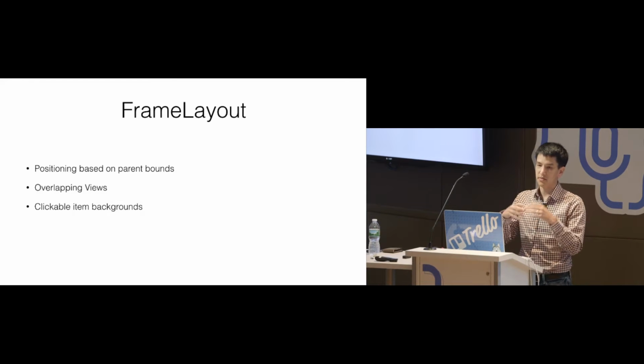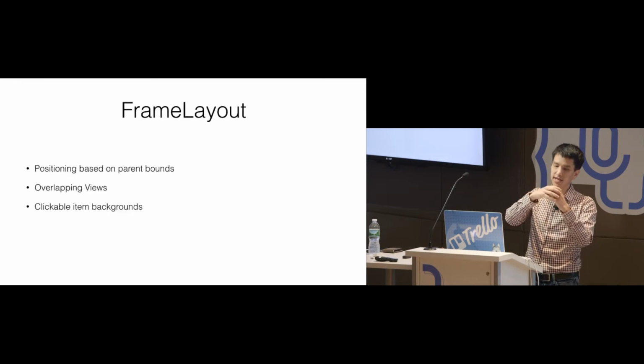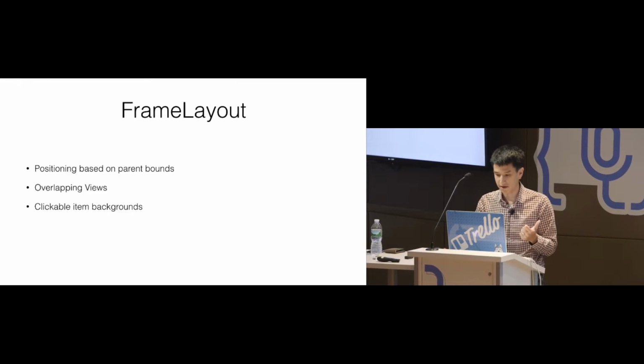So if you have some image or something that takes up a very small amount of the screen, but you want to have, when you click, take up a large amount of the screen, it's very easy to just slap a FrameLayout on it and have a clickable item background there.